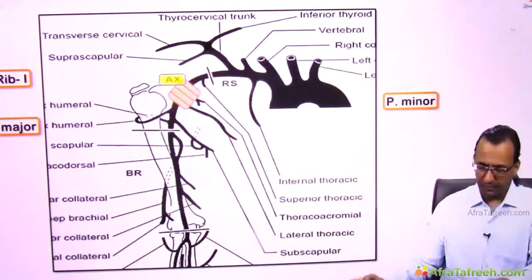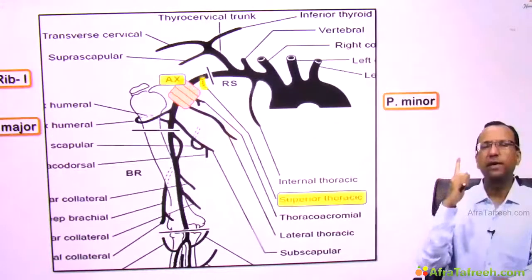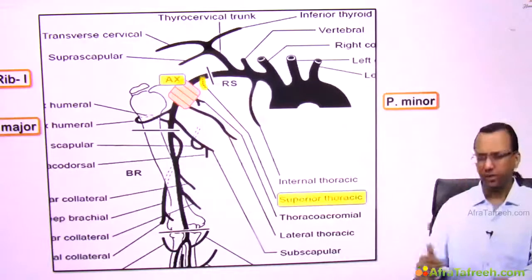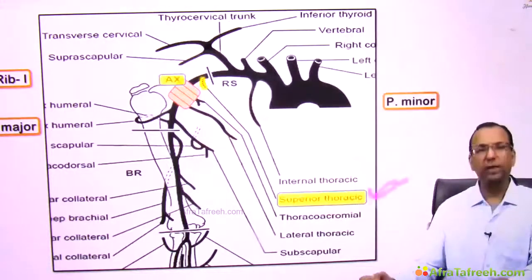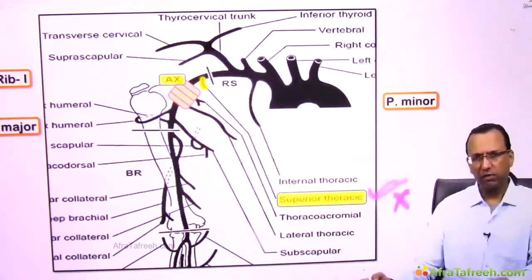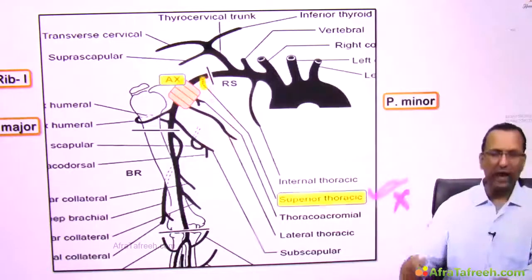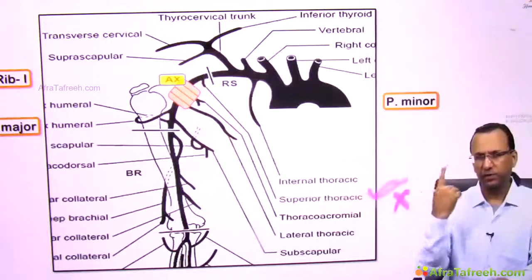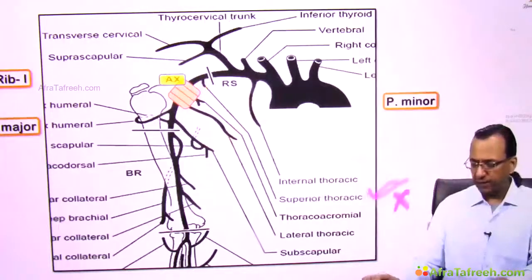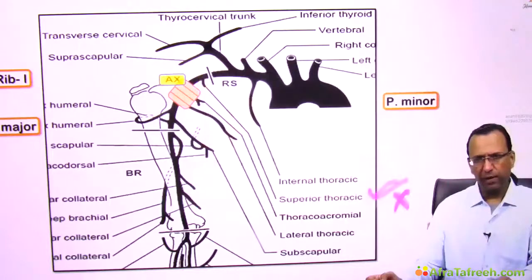What is the first part giving? The first part will give only one branch, the superior thoracic artery. Remember, the superior thoracic artery supplies the mammary gland, and it does not supply the scapular anastomosis. These are questions, so remember that the superior thoracic artery is the first branch of the axillary artery, from its first part, supplying the mammary gland and not the scapular anastomosis.